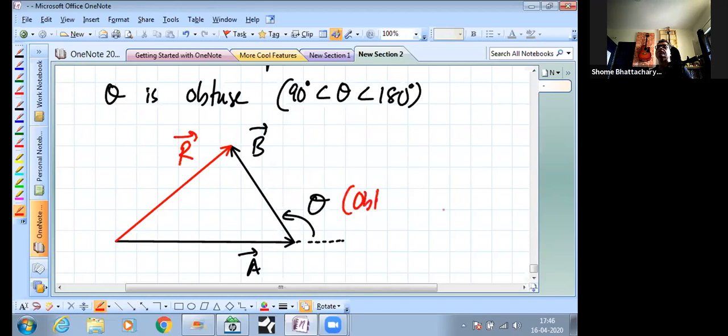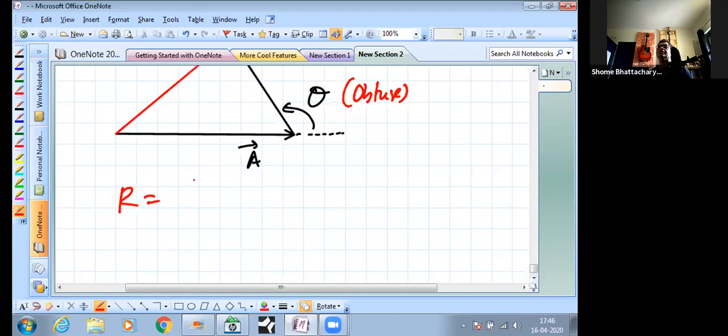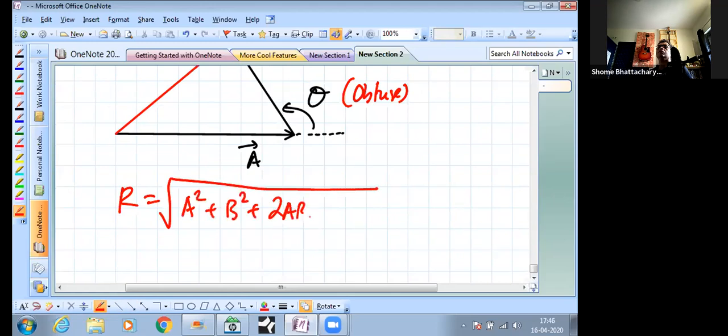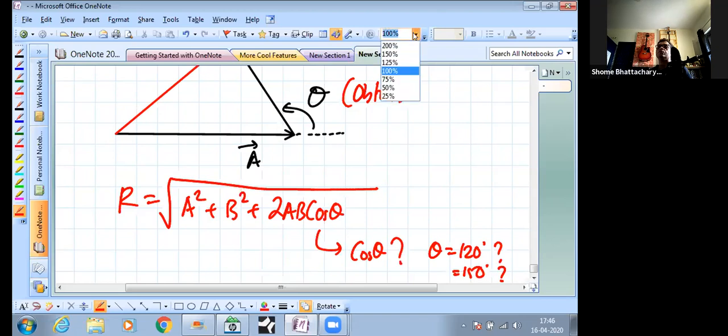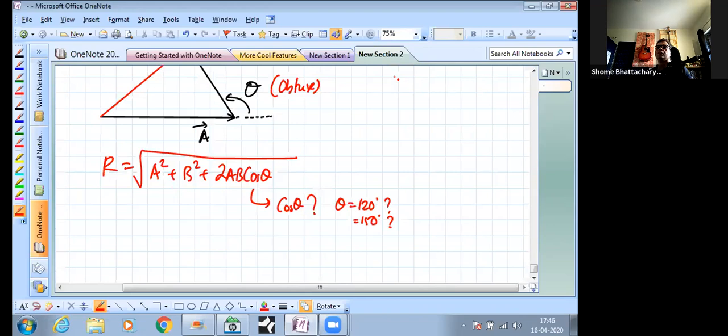So when I use that formula, the magnitude of the resultant is root of A square plus B square plus 2AB cos theta. In this, what do I do about cos theta? For theta, for example, 120 degrees or 150 degrees or something like this. When theta is an obtuse angle, then what do we do with it? Okay, so just write down the heading of the topic first and then I'll explain how we proceed here.